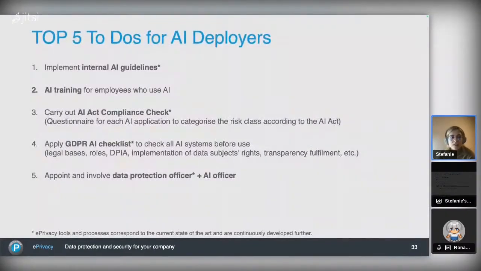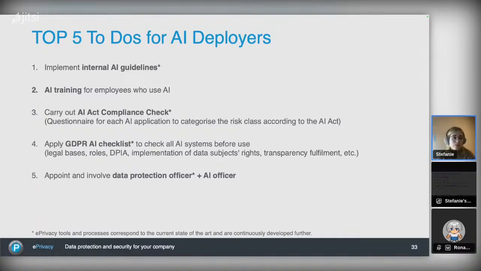Now on the last slide, I have our top 5 to-dos for AI deployers, so for the companies that are using AI systems, for example, from external providers. The first one is to implement an internal AI guideline for the employees using these AI systems so that they know how they are allowed to use them. Then it is also recommended to do an AI training for the employees in addition to the guidelines, so that they know what kind of risks there are with using AI systems and what the rough legal requirements are.